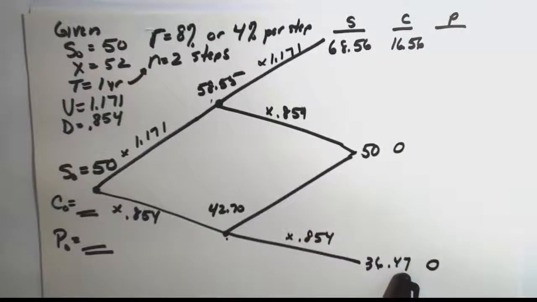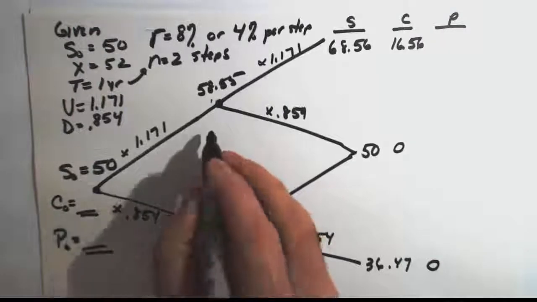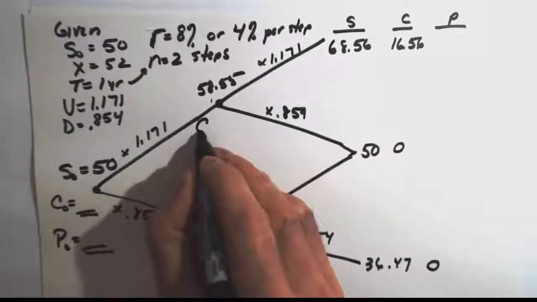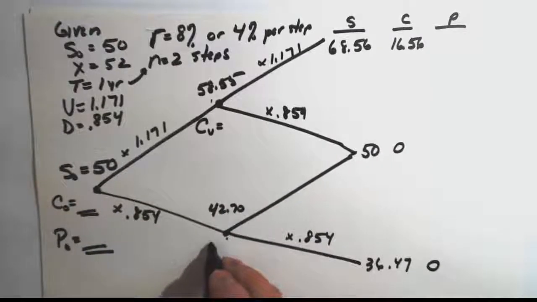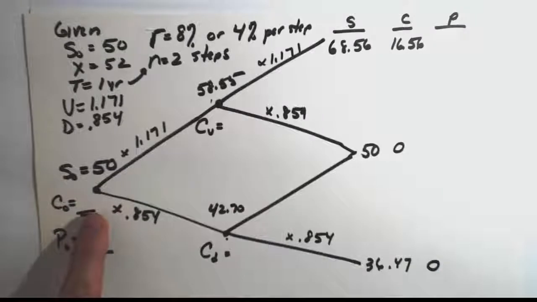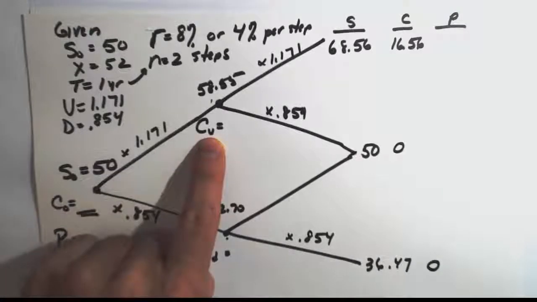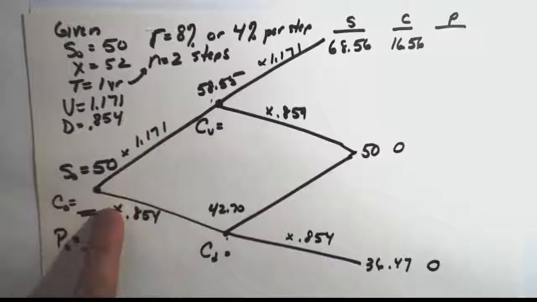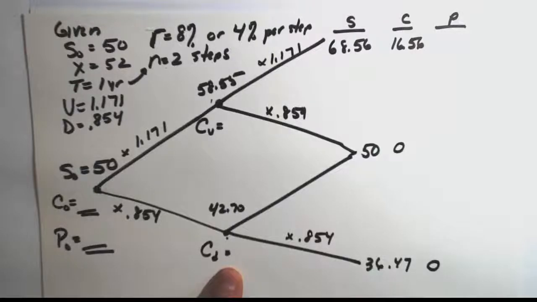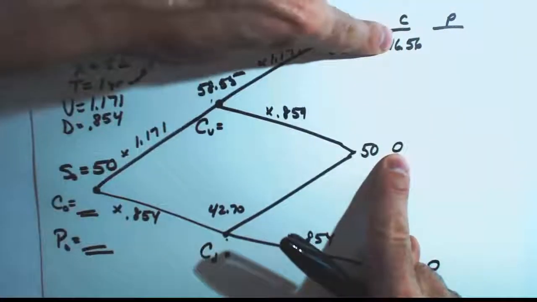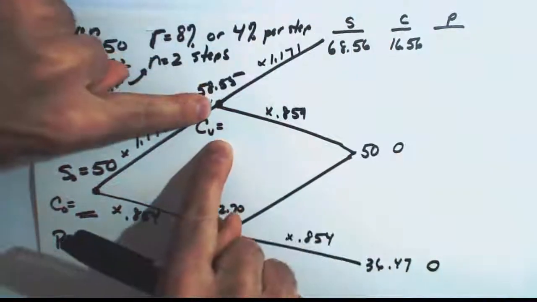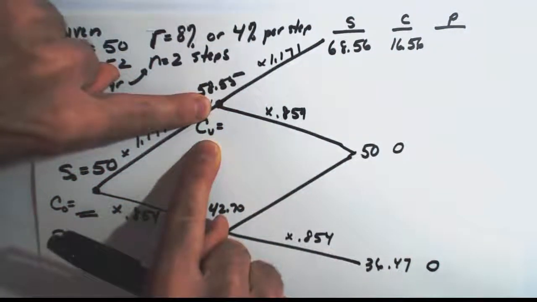Now the next step is, what is the option value here? Call it CU. And what is CD? Where CU means the value of the call when it goes up once, and CD is the value of the call when it goes down. Using the information from these two prices, we're going to converge down to this CU.